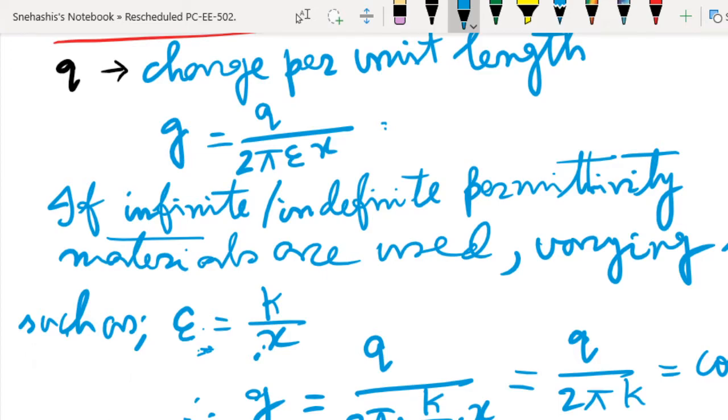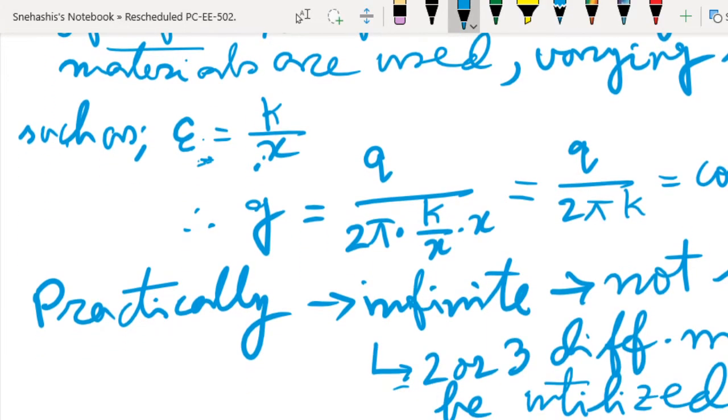Let me write that. Practically infinite is not feasible. So 2 or 3 different materials may be utilized. Okay, that is the scenario.